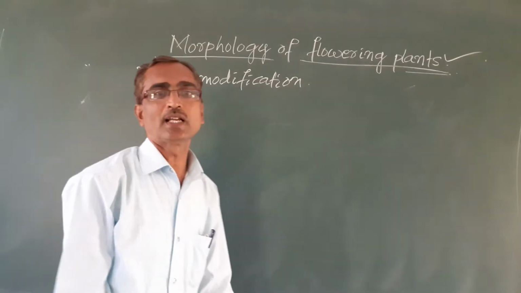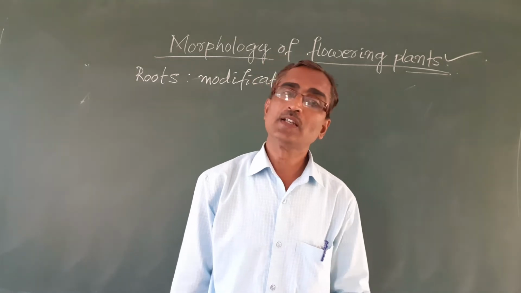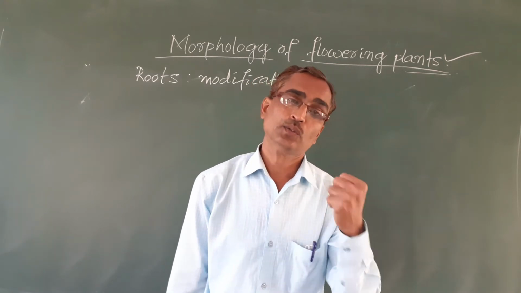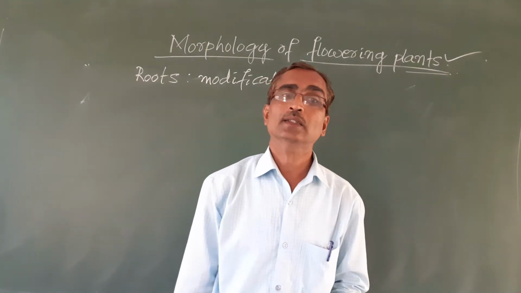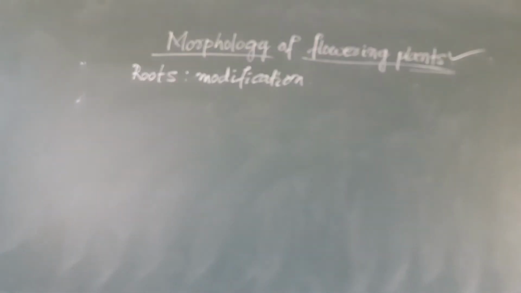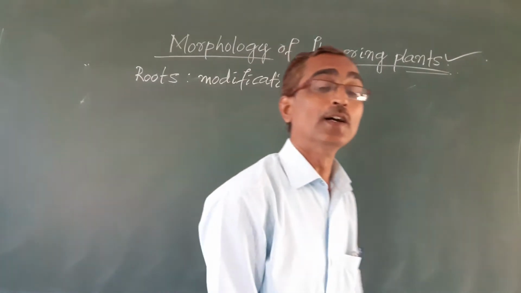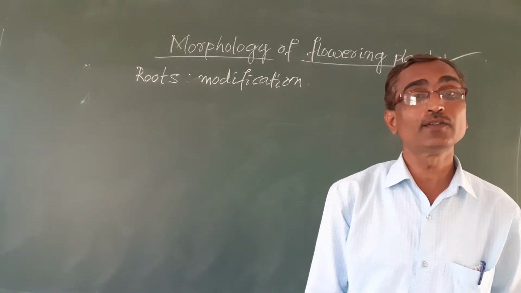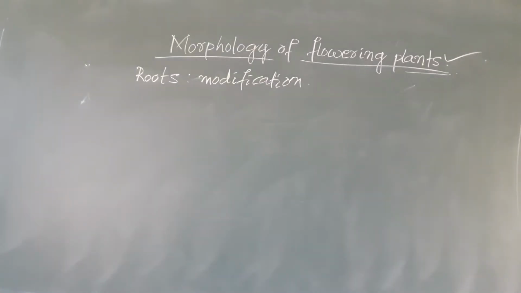Usually the roots are there for absorption of nutrients and water from the soil, and they also help the plant to stay on the land, isn't it? They help in anchorage, okay. And apart from that, what are the modifications in a root? Roots are modified to perform functions other than the absorption of nutrients and water, okay. What are those modifications?